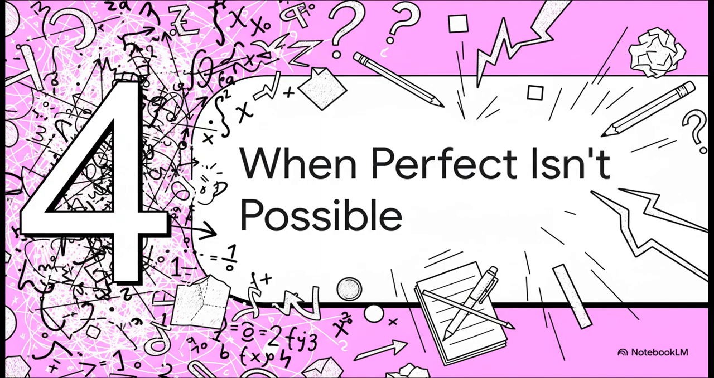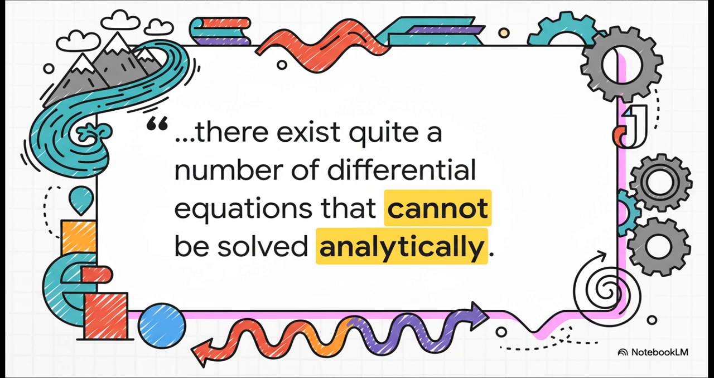But as powerful as this language is, there's a really important real-world twist. What happens when the problems get so messy, so complicated, that you just can't solve them with a pen and paper anymore? Because the hard truth is, as one of our sources points out, there exist quite a number of differential equations that cannot be solved analytically. What this means is that for a ton of really important real-world problems, like modeling climate change or the chaotic flow of a river, a single, perfect, elegant formula just doesn't exist.